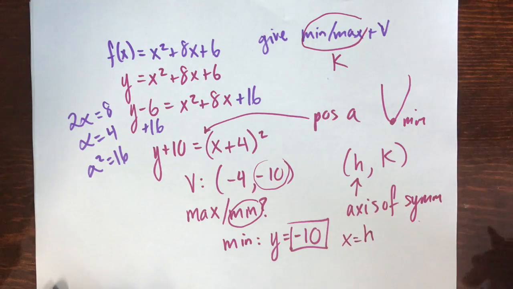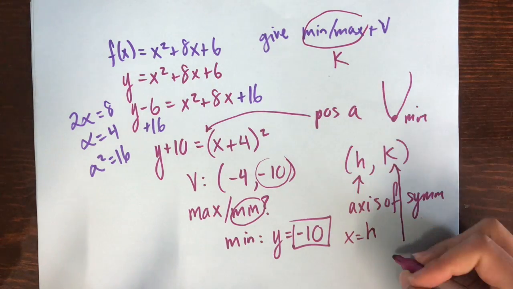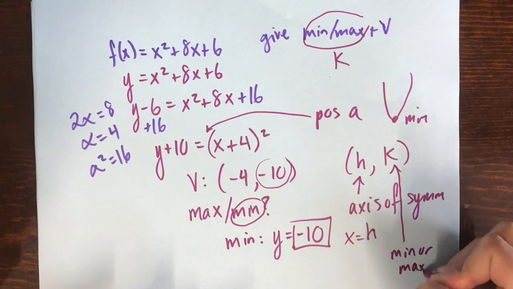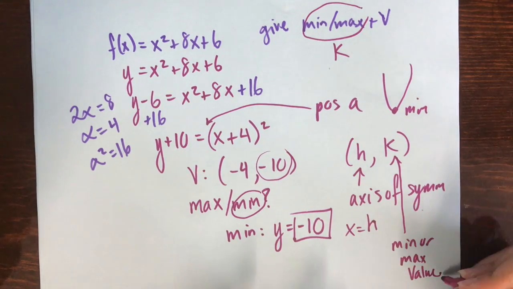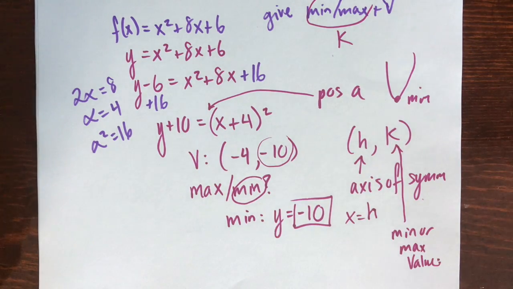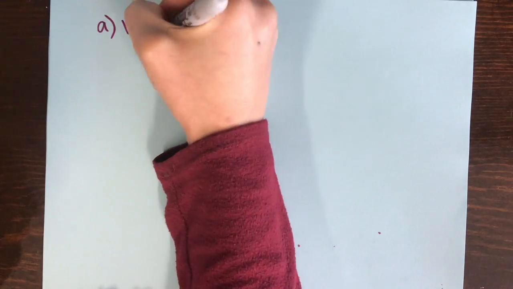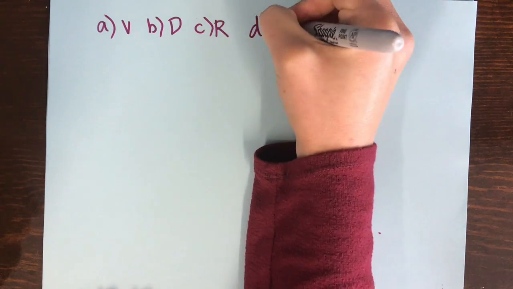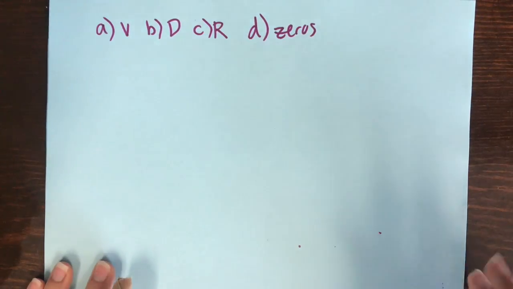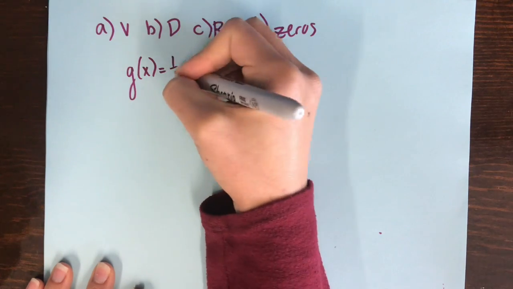So h determines your axis of symmetry. It's the line x equals h, whereas k determines your minimum or maximum value. Okay, and it's just going to be like minimum equals k or maximum equals k, depending on which way your parabola is facing, right? If it's facing downwards, it's going to have a maximum value, a highest point. And if it's facing upwards, it's going to have a minimum value or a lowest point, right?